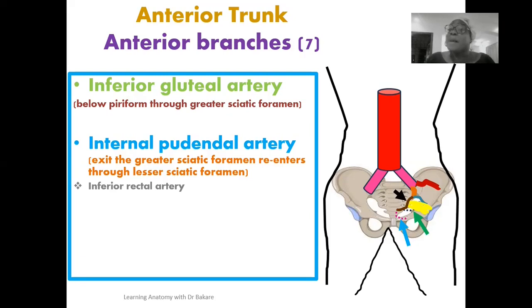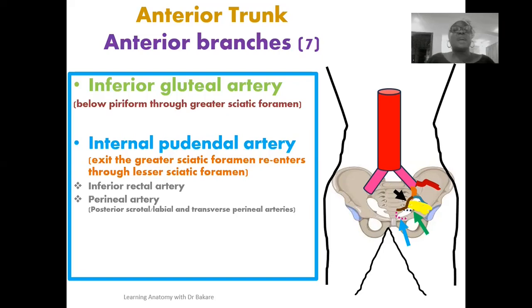Remember, we described our middle rectal artery in our previous slide, which is a direct emergence from the anterior trunk of the internal iliac artery. While the inferior rectal artery is not a direct emergence, it emerges from the internal pudendal, which is a direct emergence from the anterior trunk. So this is how this artery emerges. So we have the inferior rectal artery supplying the inferior third of the rectum.